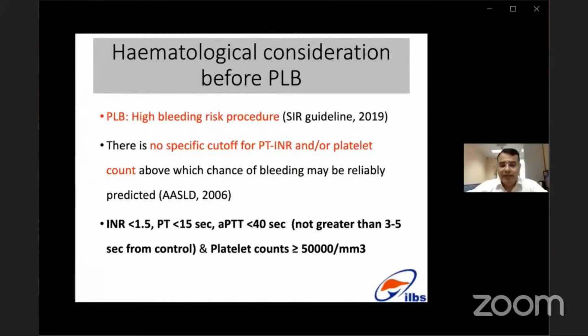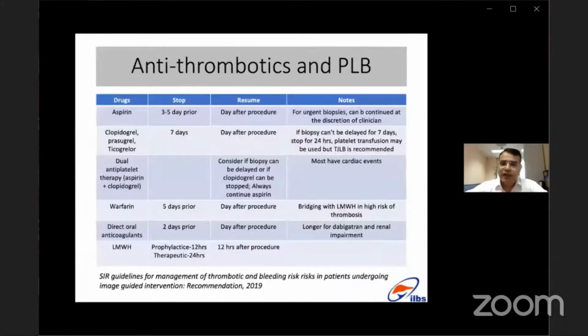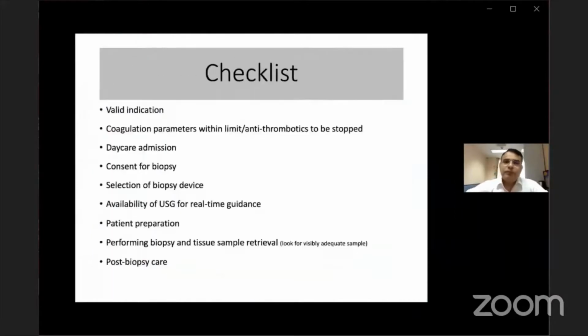But for a guideline, we can have an INR of less than 1.5, PT of less than 15 seconds, APTT of less than 40 seconds, not greater than 3 to 5 seconds from the normal, and platelet counts of more than 50,000. This is the basic minimal requirement. Then we should know about the antithrombotics, and they should be stopped. There are certain guidelines, you can go through the guideline or your institutional protocols, and accordingly you need to stop antithrombotics before going in for the biopsy, and different time frames are available for different kinds of drugs.